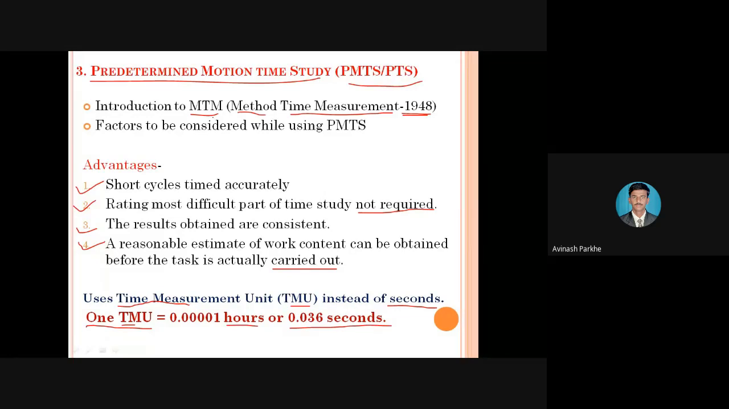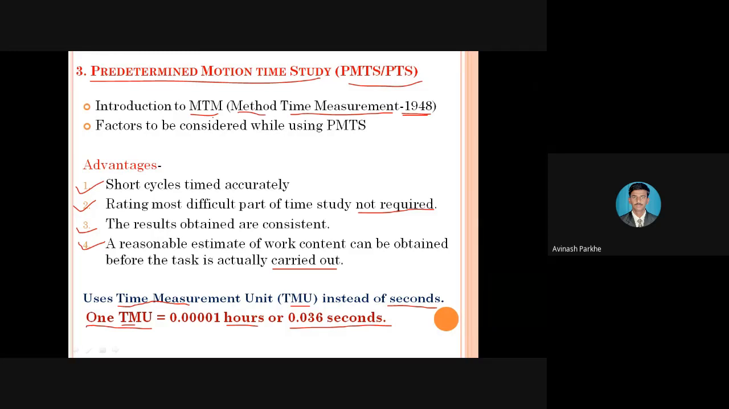So in total, we have discussed 3 methods in this particular chapter. The first method is called time study, the second method is called work sampling, and the third method is called predetermined motion time study. It is also called a system.